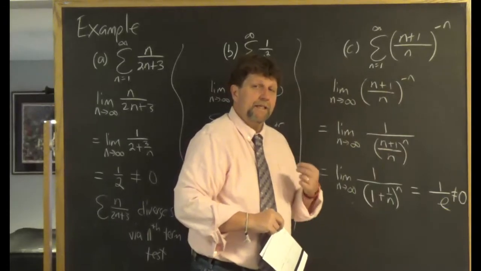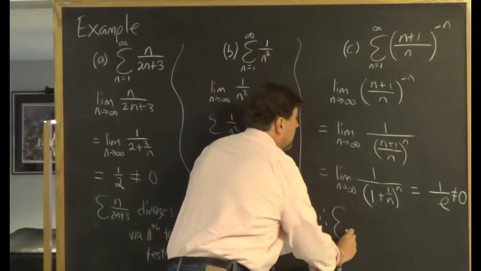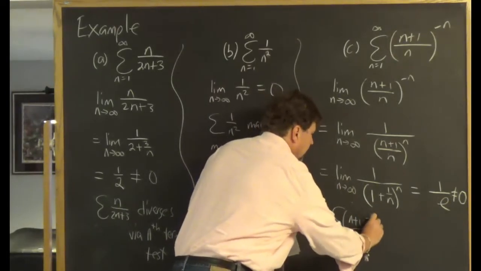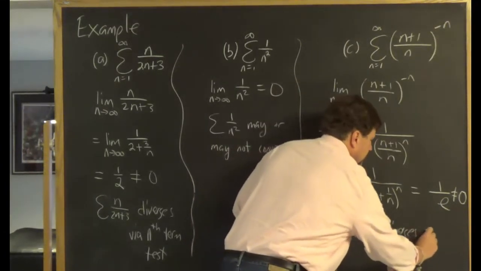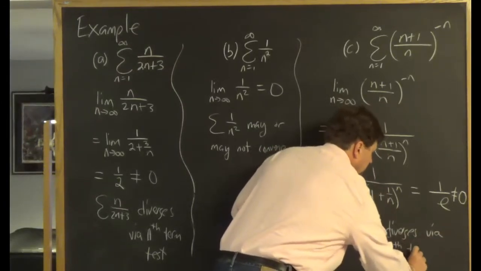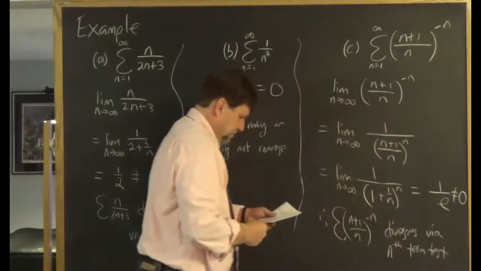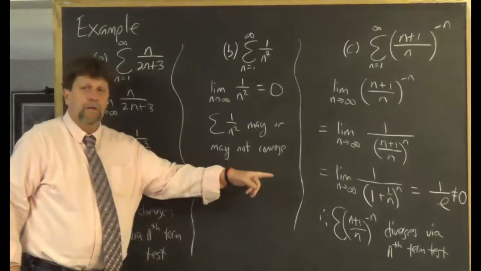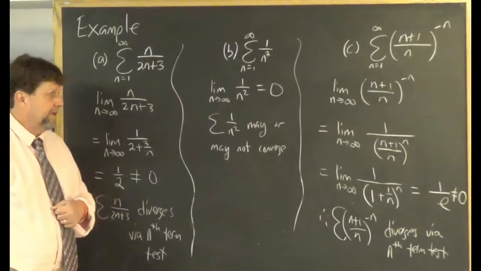And because it doesn't equal 0, I know my series, the series n plus 1 over n to the negative n, diverges thanks to the nth term test. So an old limit came back. That was important information for me to remember.